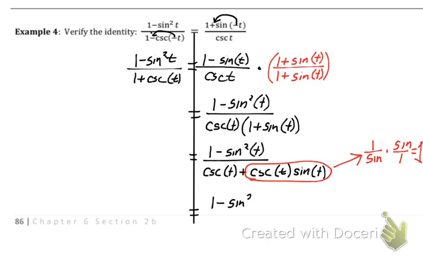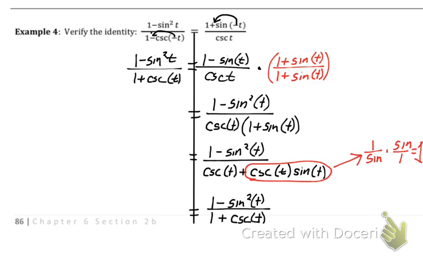So we have 1 minus sine squared of t all over, well, it's cosecant t plus 1. I'm just going to change the order to look just like how it started. 1 plus cosecant of t. I am not concerned if you would have written cosecant plus 1. I don't care. I know it's the same.